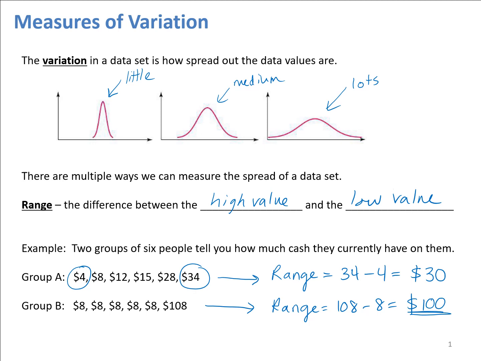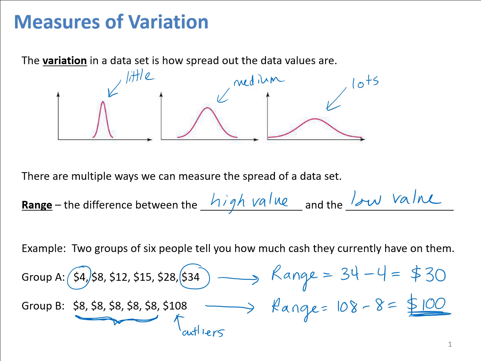But let's be a little more careful here and look at it again. Group B has 5 people with the same value in their pockets, $8. And then one person had a lot more at 108. And it's that one person who is very different, which is making this range very high. Remember, we talked about unusually high values or unusually low values as being outliers. And just like the mean can be affected by outliers, the range can be very affected by outliers.